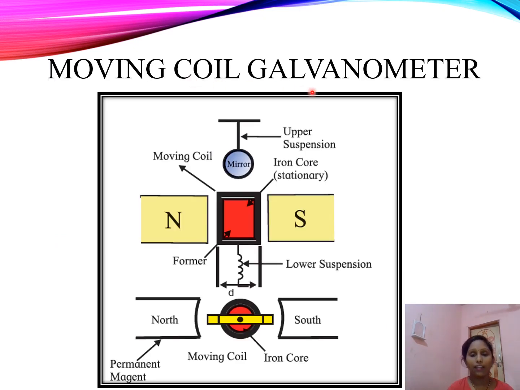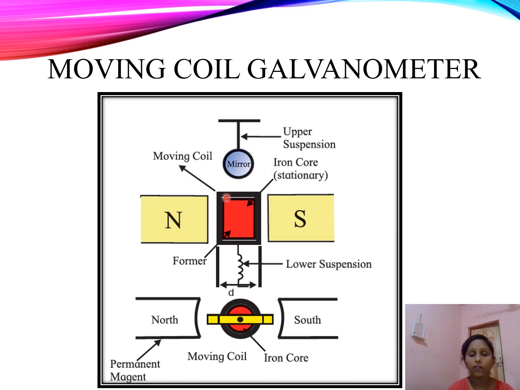Moving coil galvanometer. Current in a circuit or voltage of a battery can be measured in terms of torque exerted by magnetic field on a current carrying wire. The analog voltmeter and ammeter work on this principle. This diagram shows the galvanometer.